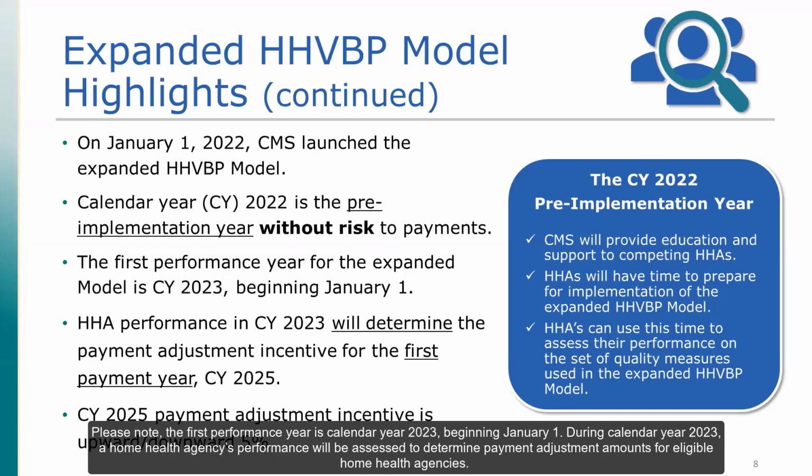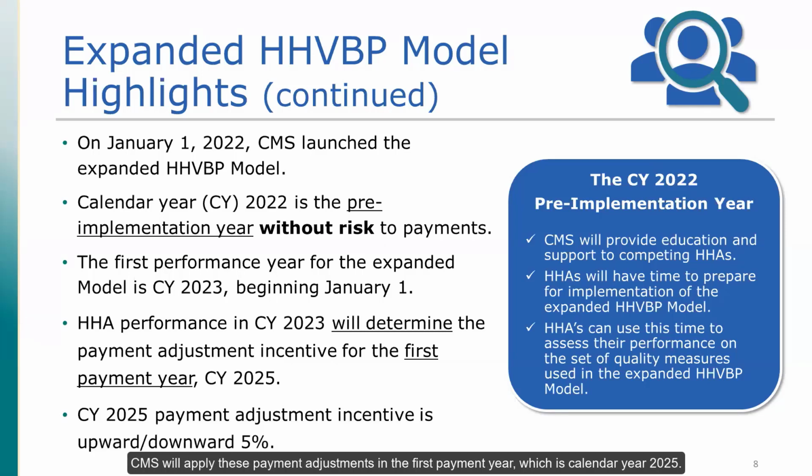Please note, the first performance year is calendar year 2023, beginning January 1. During calendar year 2023, a home health agency's performance will be assessed to determine payment adjustment amounts for eligible home health agencies. CMS will apply these payment adjustments in the first payment year, which is calendar year 2025.